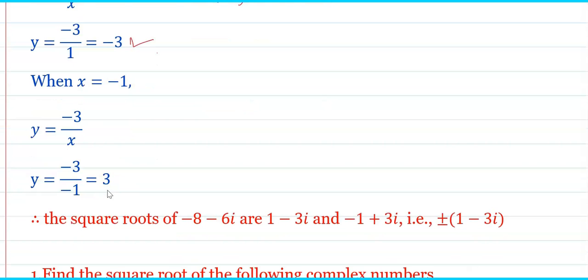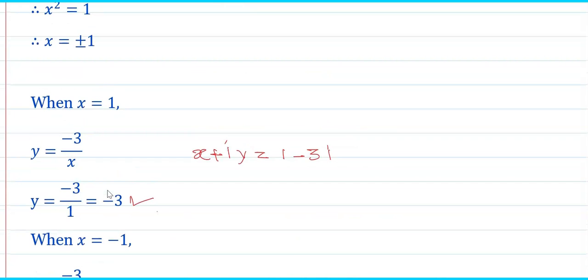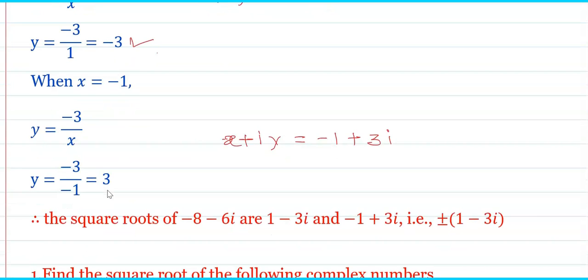What about the second? x is equals to minus 1. y is equals to plus 3. And therefore, you will get again x plus iy. The value of x is minus 1 and y is 3. That is 3i. Now, what did we get first? That is 1 minus 3i. What did we get second? Minus 1 plus 3i. And hence the square root of minus 8 minus 6i is 1 minus 3i and minus 1 plus 3i.